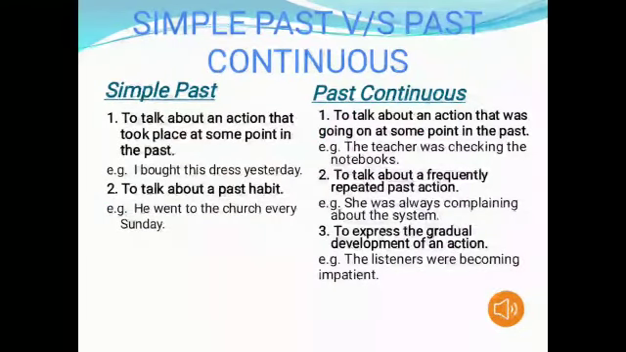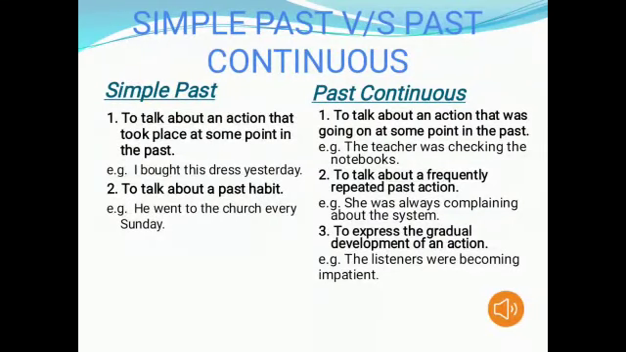Now look at the uses of simple past and past continuous tenses. Simple past tense. Number 1, to talk about an action that took place at some point in the past. See here, at some point in the past. For example, I bought this dress yesterday, means point of time is here, yesterday. I bought this dress yesterday. Here second form of the verb is used.